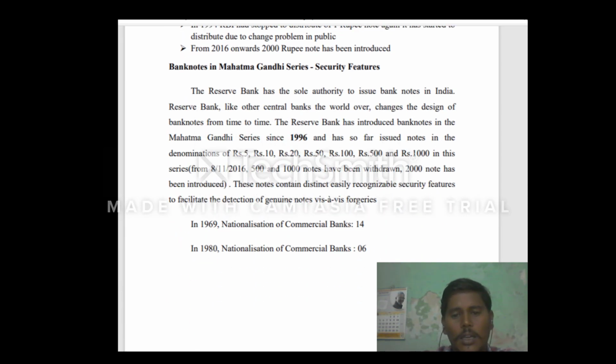In the Indian currency note, we can find the portrait of Mahatma Gandhiji. The RBI took the decision to print the portrait of Mahatma Gandhiji in 1996. Before that, I think Indian currency had no portrait of Mahatma Gandhiji. Since 1996, we have been seeing the portrait of Mahatma Gandhiji on Indian currency. In 1969, as we know, 14 commercial banks were nationalized, and in 1980, 6 banks were nationalized.